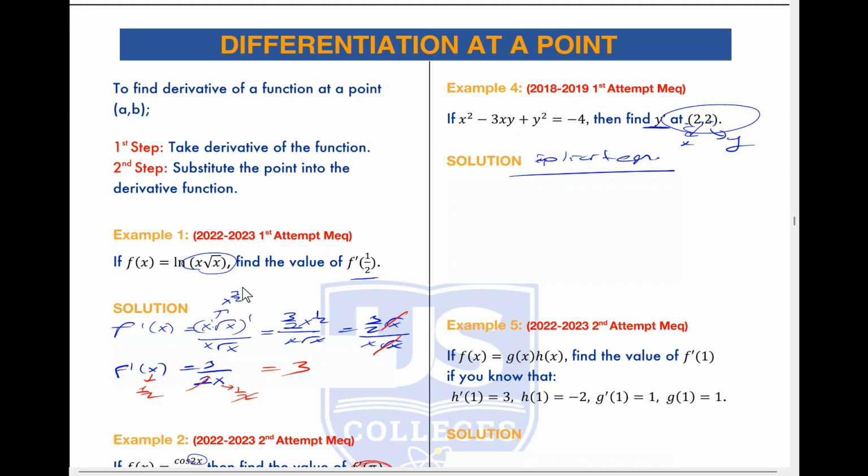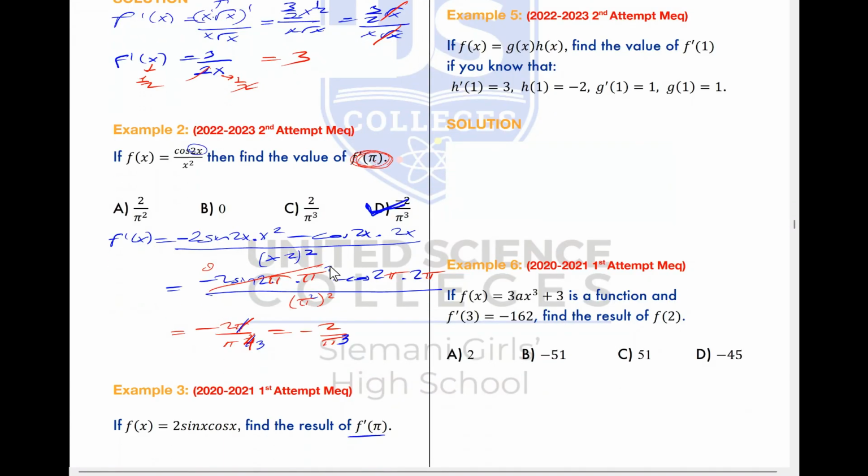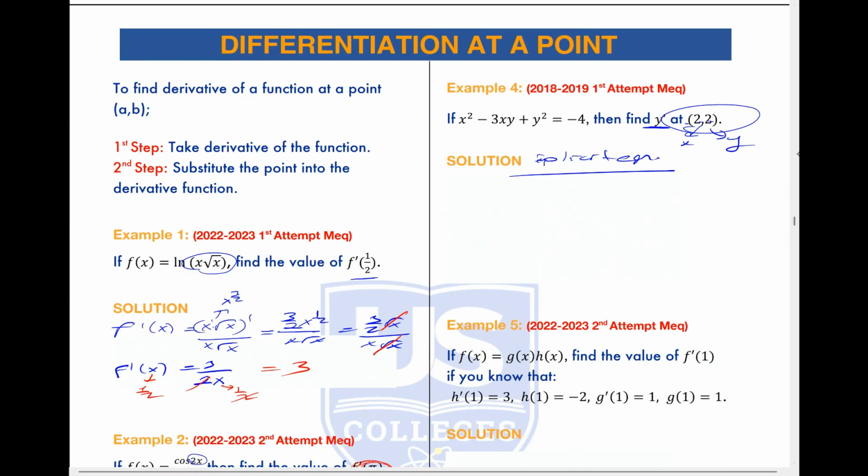In the previous questions we substituted the x value only, only x was given. But in this question, the point is given, so we have x and y. It's implicit, we have x and y. So let's take derivative of this implicit equation.